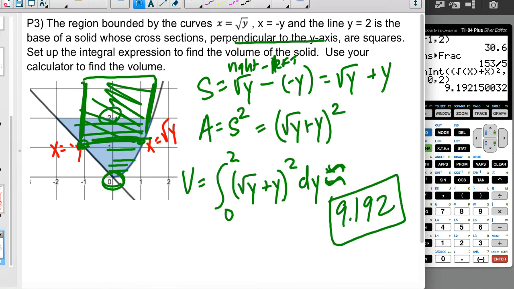So that's the gist. The next video is going to be talking about a different kind of cross-sectional area, but it's the same topic, just a different cross-section.